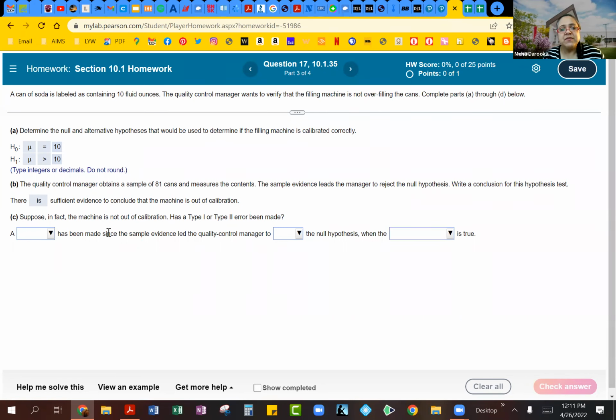So they're saying, suppose in fact the machine is not out of calibration. Now, this is something you will need to go and read the textbook for, guys, because you do have to understand how the type 1 and type 2 errors have been defined. So what happens with type 1 error is basically you are saying you rejected the null hypothesis when you shouldn't have.